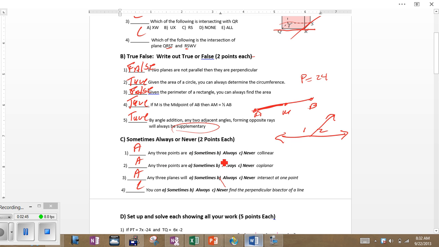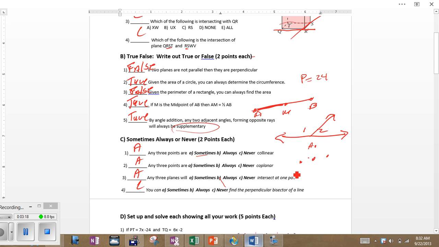Any 3 points are sometimes collinear. Point, point, point. They don't exist on one line, okay? Any 3 points are sometimes coplanar, okay? These 3 points are coplanar, but you could have another third point down here, which makes them collinear, so it's a sometimes.